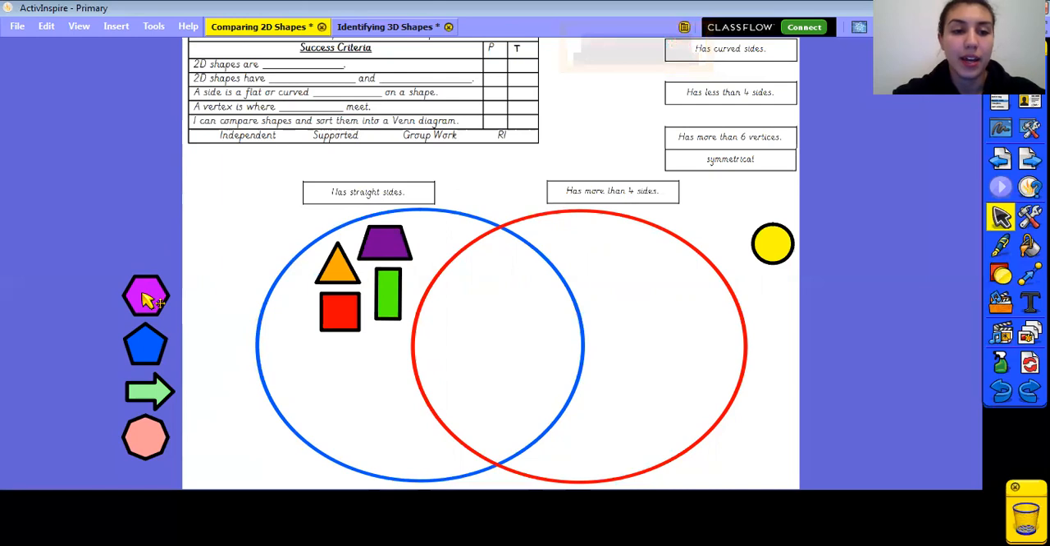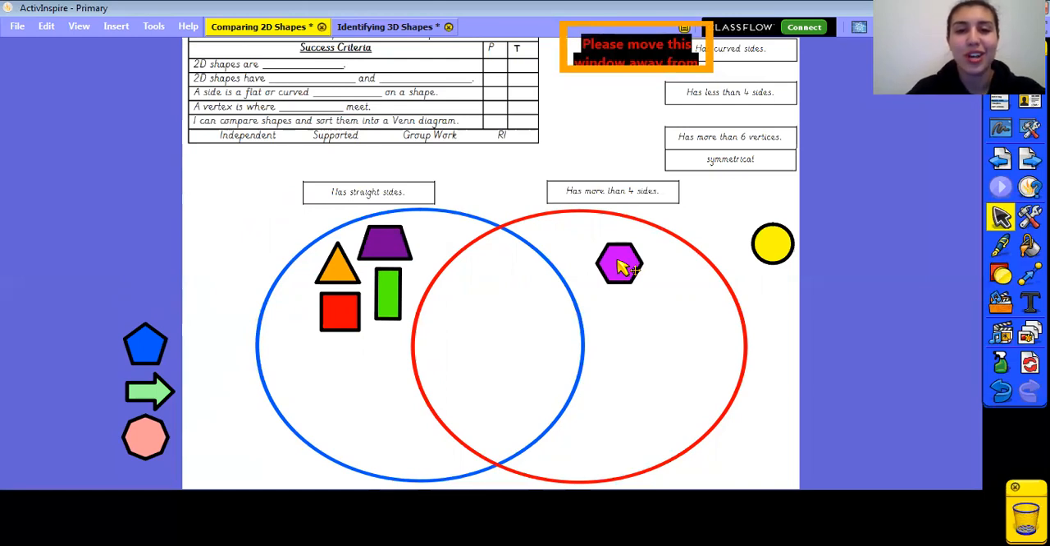This is our hexagon then. So our hexagon, does it have straight sides? Yes, it does. Now, does our hexagon have more than 4 sides? Yes, it does. So if it belongs in both of my categories, it goes in the middle. Can you see this middle one here where it is being hugged almost by both of those circles?